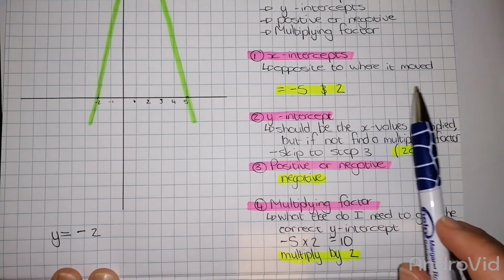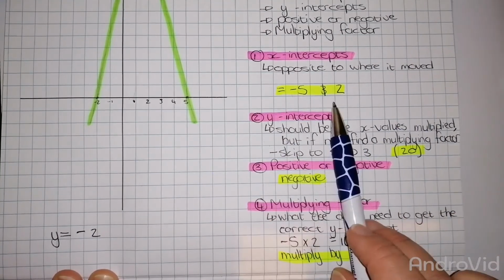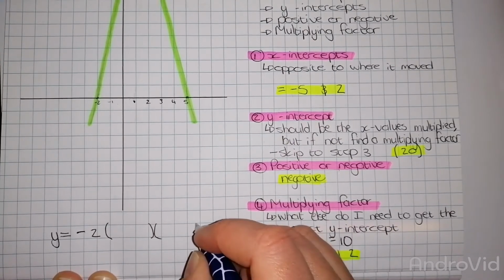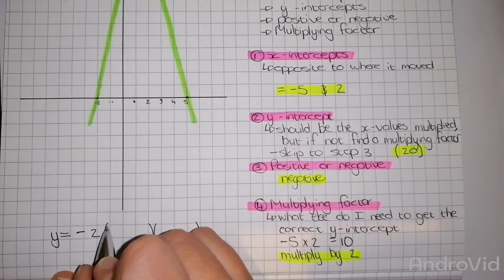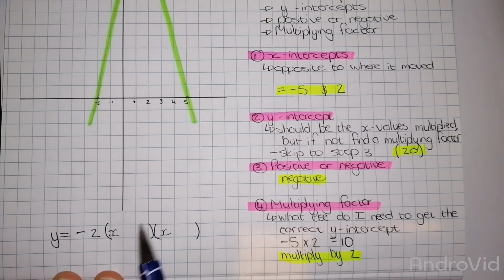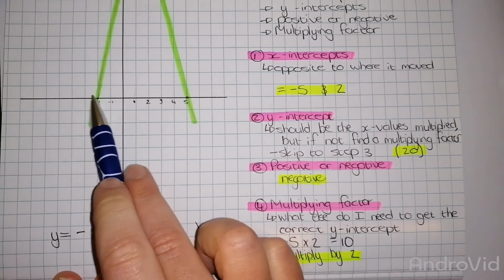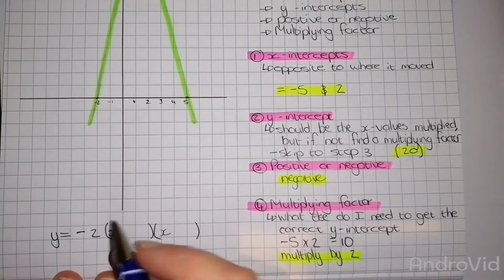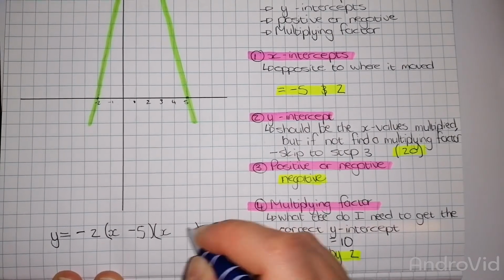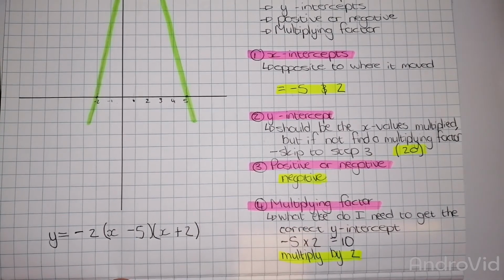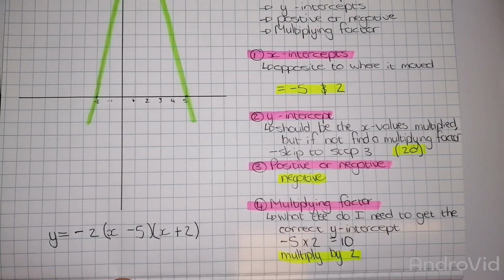Then when I get into my factorized equation, I know that a factorized equation has 2 sets of brackets. Inside my bracket, I've got my x value. And when I write down my x-intercept, I do it the opposite symbol than what it is on the graph, which in this case is -5 and +2. And that is how you find a factorized equation for a parabola.